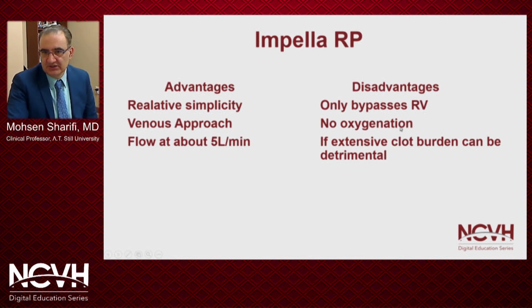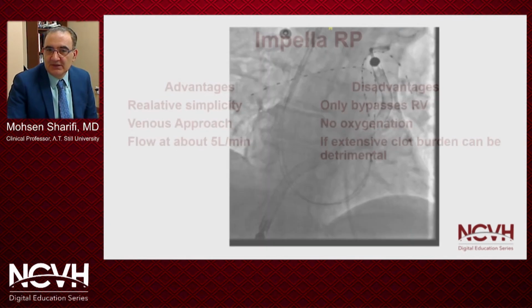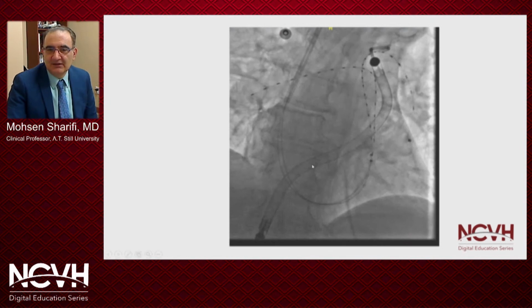It does not oxygenate. So imagine that you are giving a high flow of 5 liters per minute to an area that more distally is associated with extensive clot burden. So you're trying to plow through all that thrombotic burden. So the results may not be as good. And this is the appearance of the RP Impella in association with 2 ECOS catheters.